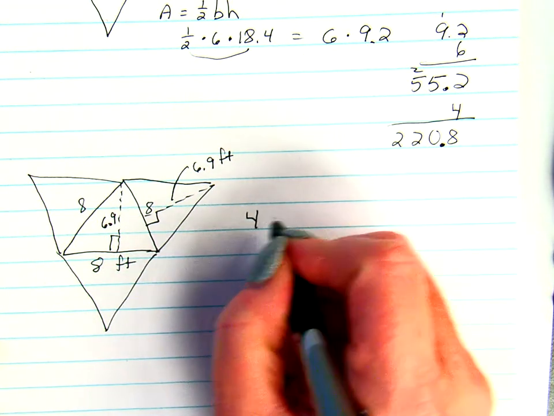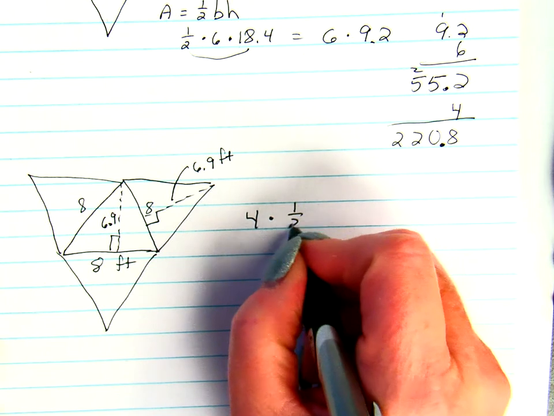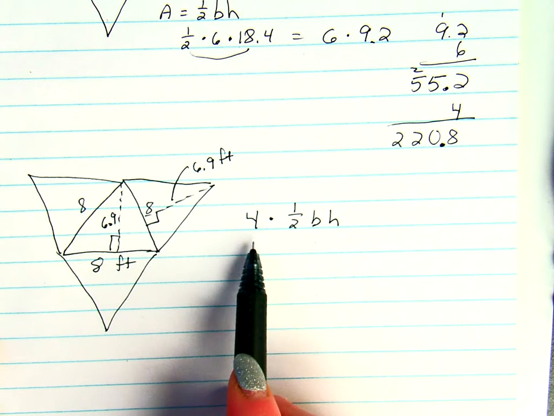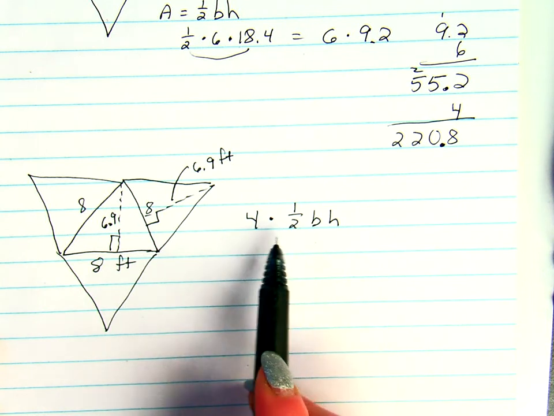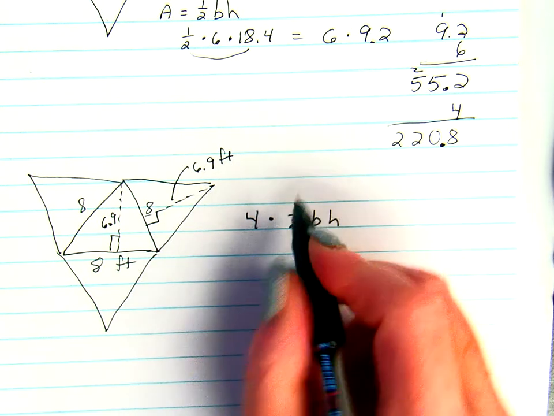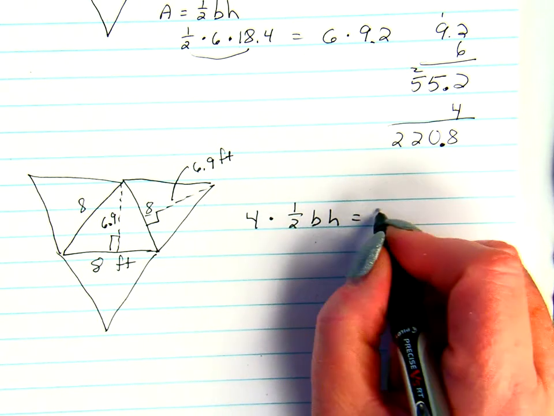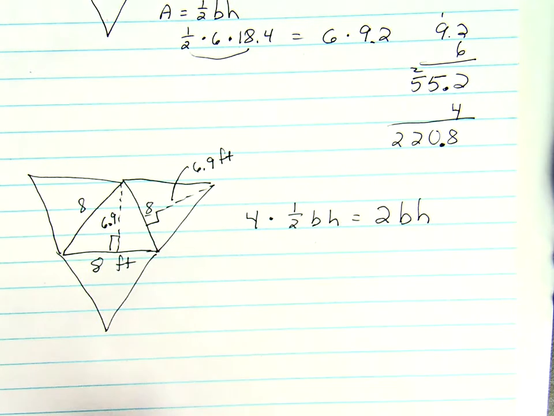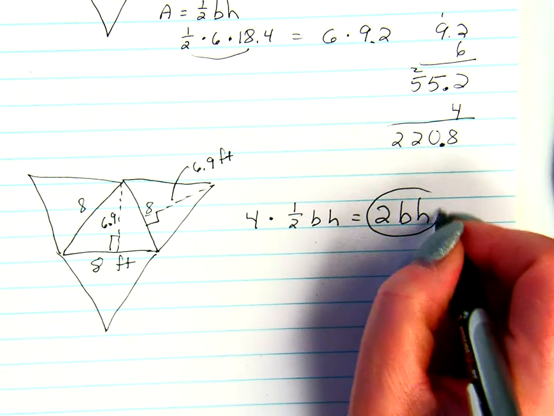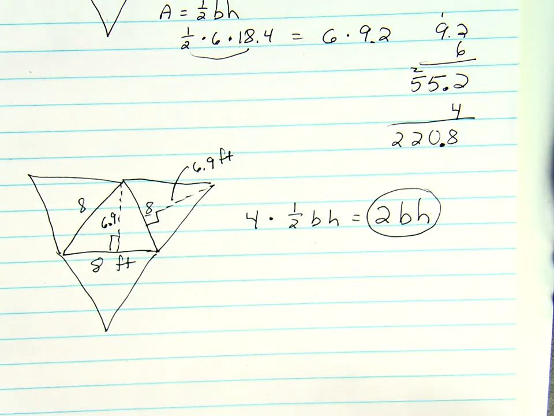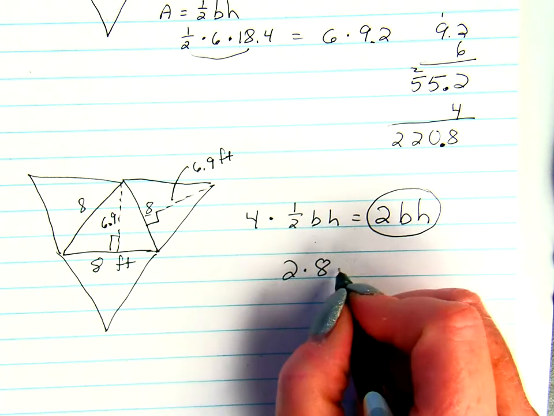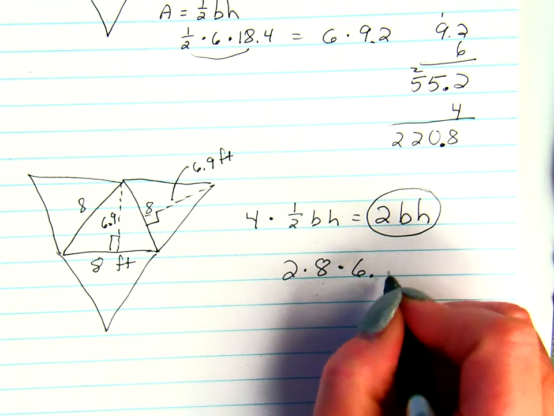So this is going to be 4 times 1/2 base times height. Now, if I look at it this way, 4 times 1/2 is 4 halves, or 2. So this is actually going to be 2 times my base times my height. It just makes your equation a little bit easier to look at. So I've got 2 times my base, which is 8, and my height, which is 6.9.